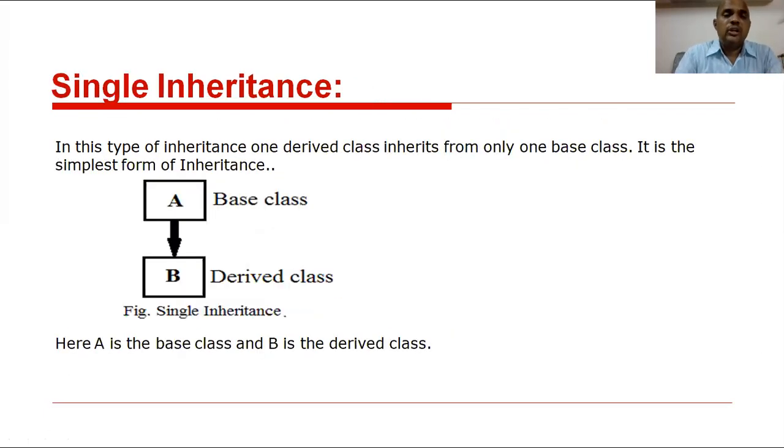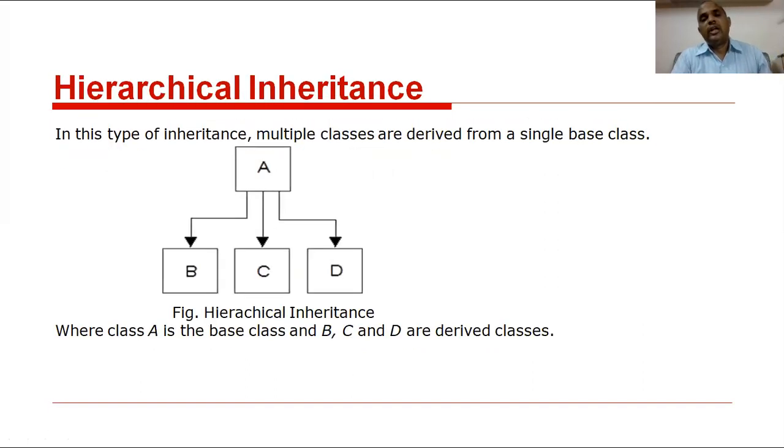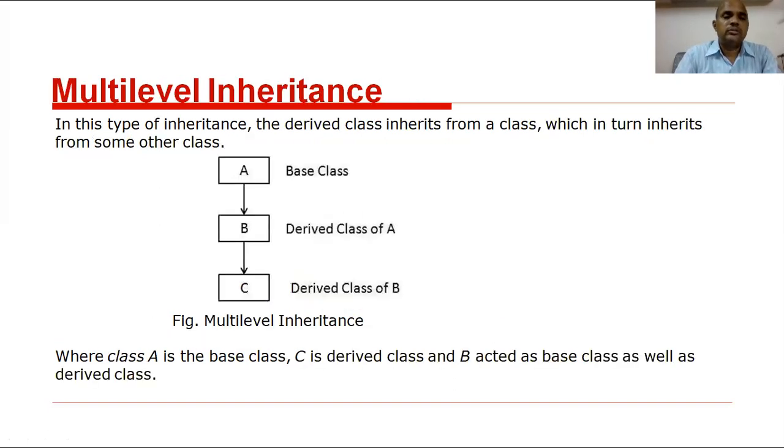First one is single inheritance. Second one is multiple inheritance. And the third one is hierarchical inheritance. So this is the diagram of a hierarchical inheritance. Then the next one is multi-level inheritance. Multi-level, one after another.